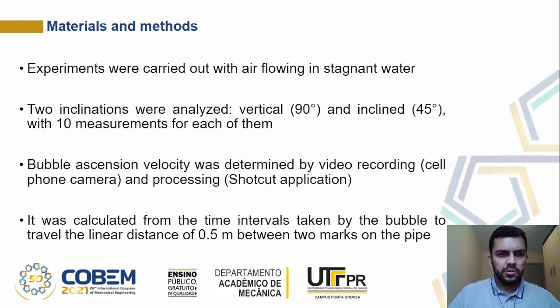With the experimental apparatus built, experiments were carried out with air flowing in stagnant water. Two inclinations were analyzed, vertical, 90 degrees, and inclined pipe, inclined at 45 degrees, with 10 measurements of velocity for each of them. The bubble ascension velocity was determined by video recording by a cell phone camera and posterior video processing by the shortcut application, and this velocity was calculated from the time intervals taken by the bubble tip to travel the linear distance of 0.5 meters between two marks on the pipe. I will show you these two marks in the video next.